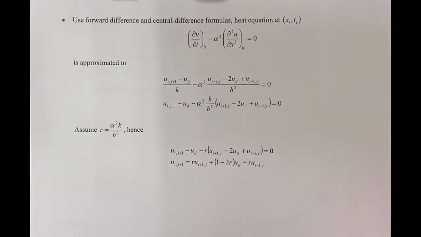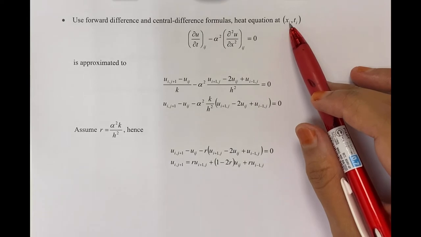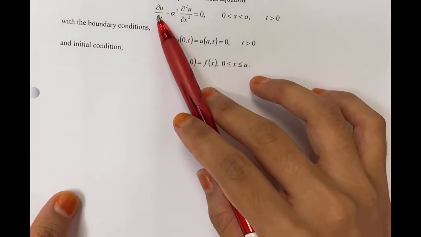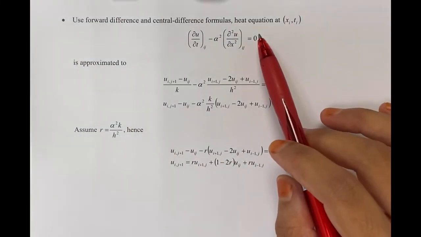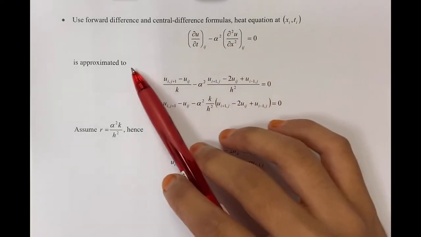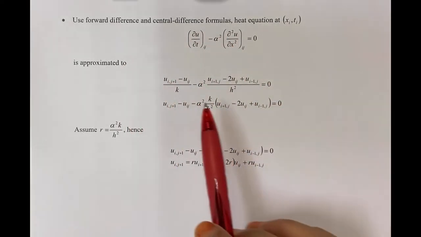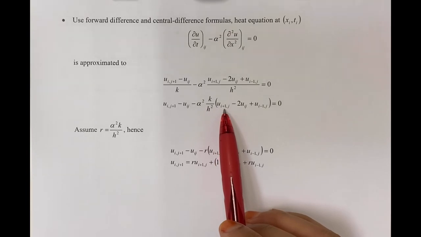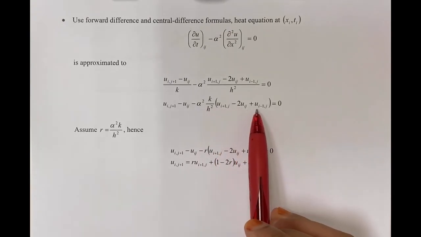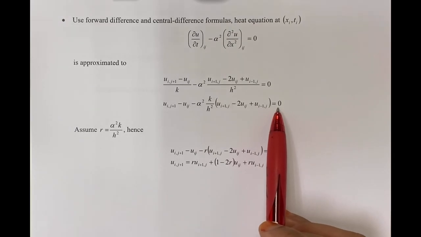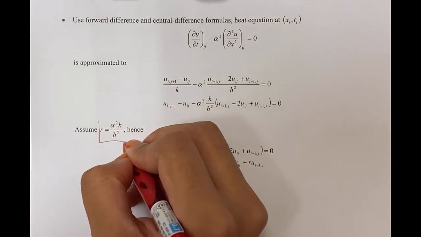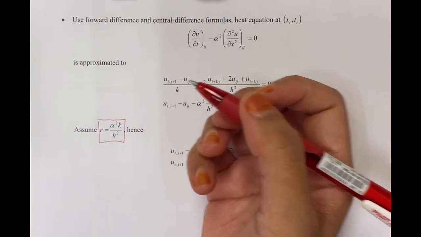Okay, by using forward difference and central difference formula, the heat equation at point xi and tj is equal to this. When we substitute del u over del t and del square u over del x square using the forward difference and central difference, we have the approximation u(i,j+1) minus u(i,j) minus alpha square k over h square times u(i+1,j) minus 2u(i,j) plus u(i-1,j) equal to 0. And then we can simplify this formula by assuming r is equal to alpha square k divided by h square.